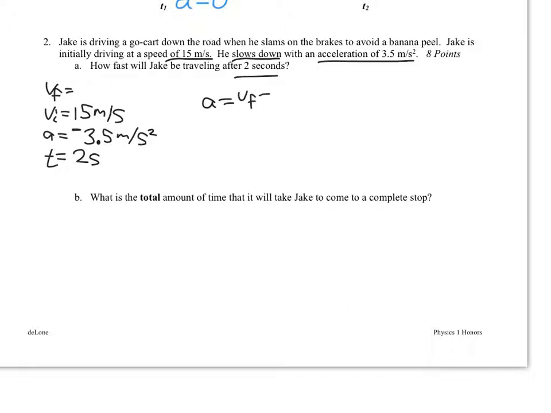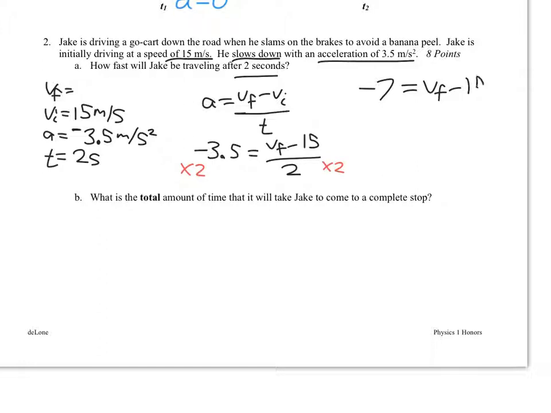And then I'm going to use my acceleration formula, a = (Vf − Vi)/t. So I have −3.5 = (Vf − 15)/2. I'm going to multiply both sides by 2 to get rid of that 2 on the bottom, and what I end up getting is −7 = Vf − 15. I'm going to add 15 to both sides of the equation, and I end up with Vf equal to 8 meters per second.